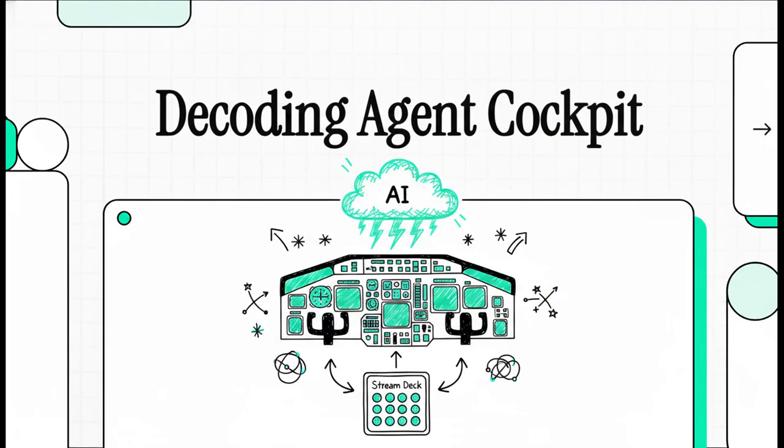Welcome to the Explainer. Okay, today we're acting as your co-pilot to decode what is honestly an absolute masterclass in productivity. We are looking at something called the Agent Cockpit. It's this highly customized Stream Deck profile that's designed not just to talk to an AI like Claude, but to completely command it. If you have ever felt like your AI sessions are just this chaotic mess of text boxes and lost ideas, you are absolutely going to love this.